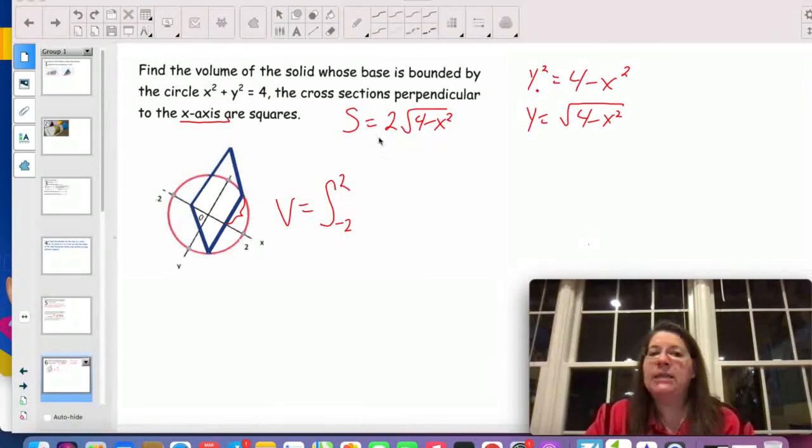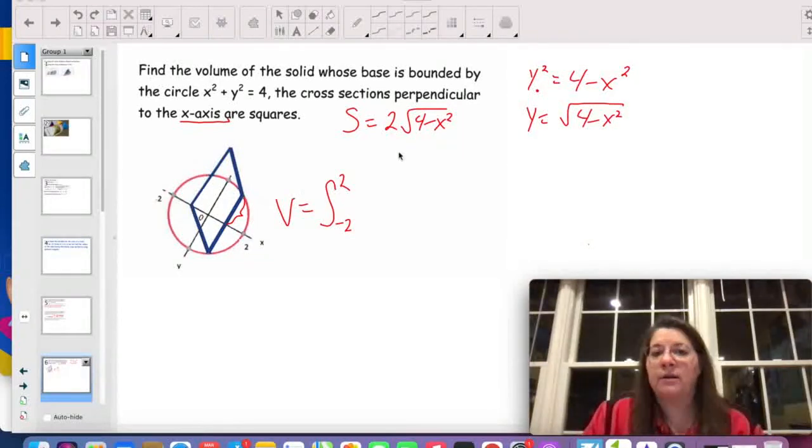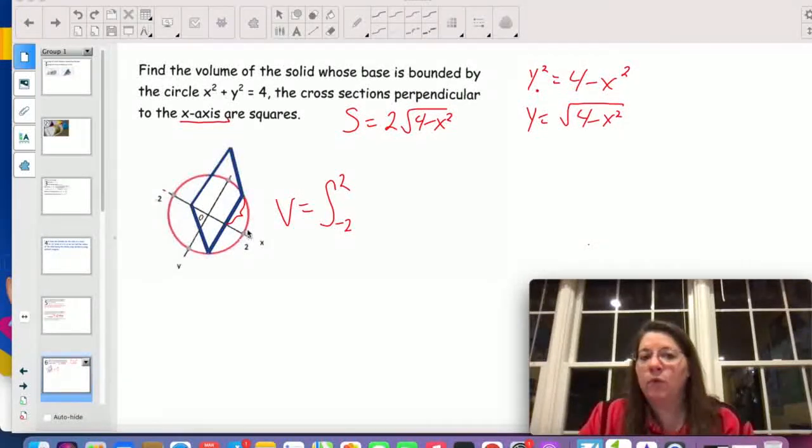Now understand, this is one side of the square. To get the area of this, I have to square it because it's side squared. Side times side, length times width. All right, so to get the area of the square, I am going to take this and I'm going to square it, because if this is the side, the area of a square is side squared. So that area formula for the square is going to go right here. So that would be 2 times the square root of 4 minus x squared, and that whole thing is squared.